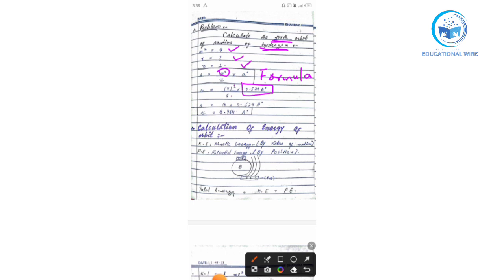After that, 4 times 4 is 16, and we receive this value when we multiply it. So the radius of the fourth orbit of hydrogen is equal to 8.464 angstrom. Hope you understand the calculation of the radius of an orbit.